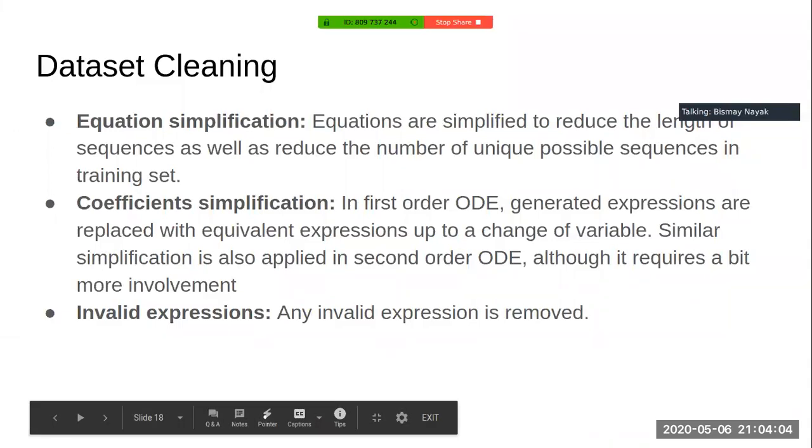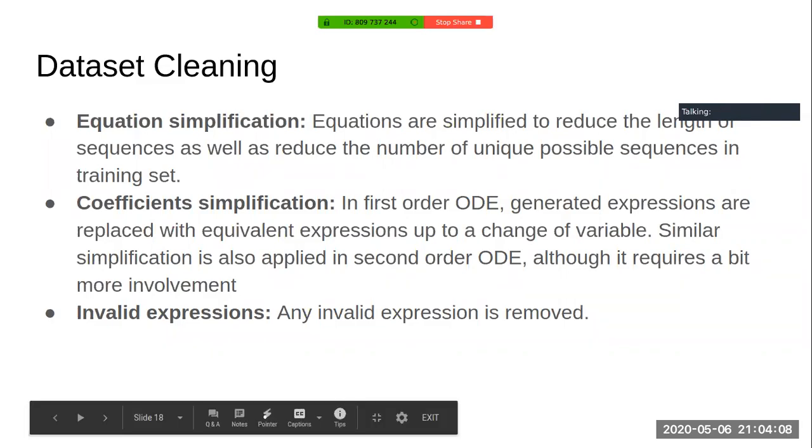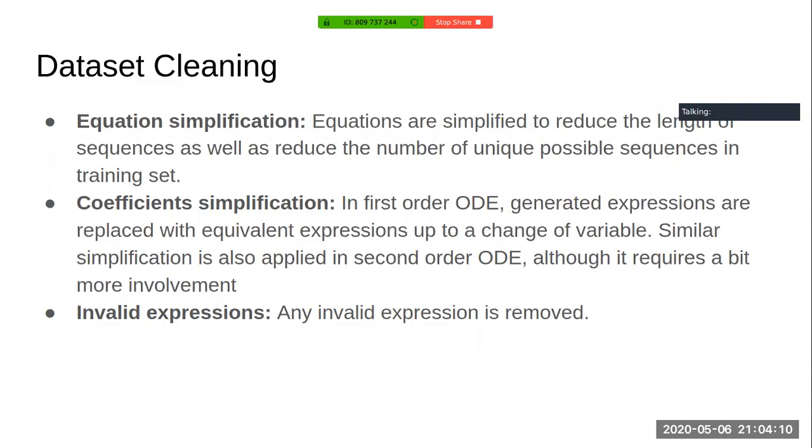You can look this stuff up in the paper. It is quite simple, so I'm not really discussing it in detail here. And there are also some invalid expressions that need to be removed. There are expressions for which no solutions could be obtained and other stuff. So they were simply removed from the data set.